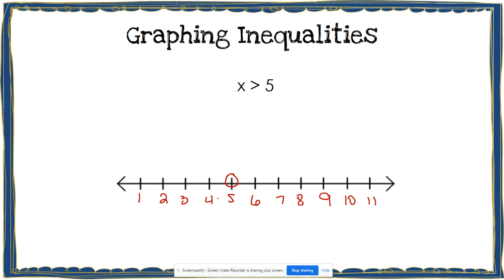However, everything greater than 5 is a solution. That includes things like fractions and decimals. So 5.1, 5 and 1/2, 5 and 1/3. All of these are possible solutions of x because they are greater than 5. So I am going to show these solutions on the number line by shading my number line to the right. This means that every value to the right of 5 on the number line, again, including those we can't see, are solutions to this inequality.